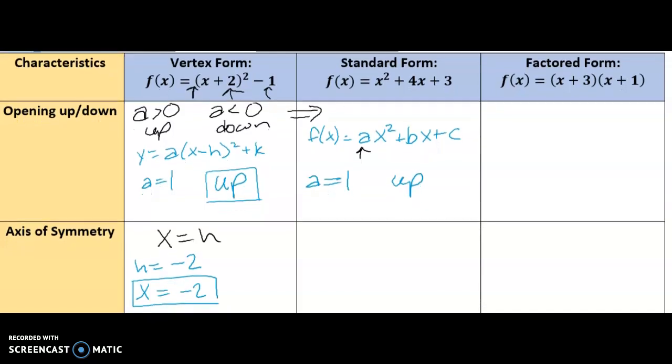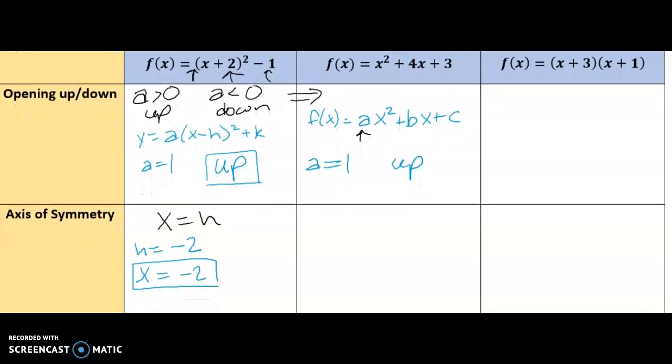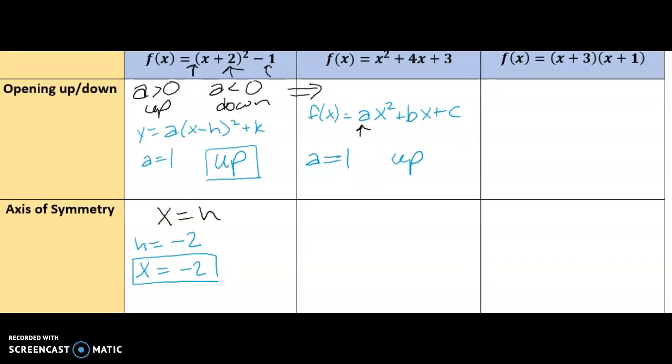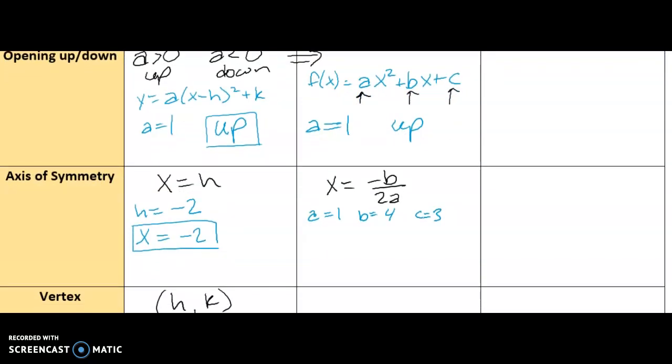Axis of symmetry has a special formula when you are in standard form. To find your axis of symmetry in standard form, you have to use the equation x equals negative b over 2a. Negative b over 2a. Make sure you remember that, okay? So our b is the one that's in front of our x, and our c is the one at the end. So a is equal to 1, b is equal to 4, c was equal to 3. We don't need c here, okay? I was just finding them all.